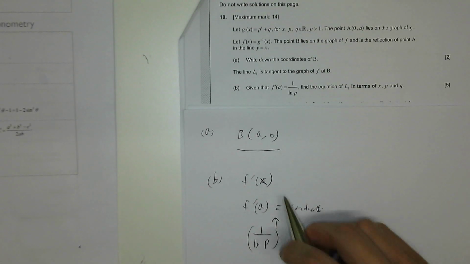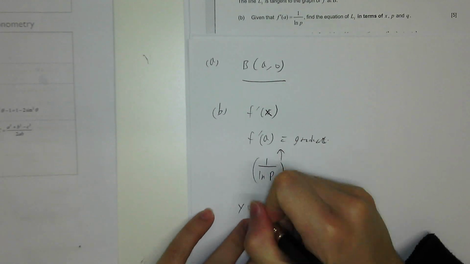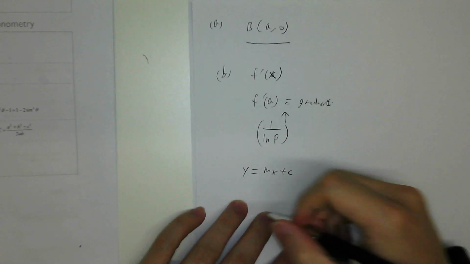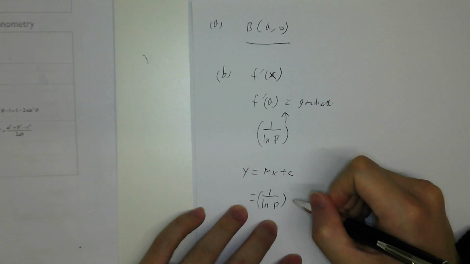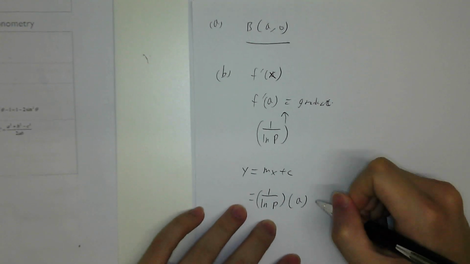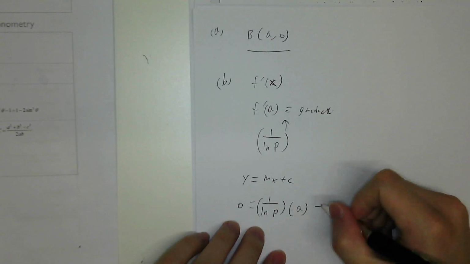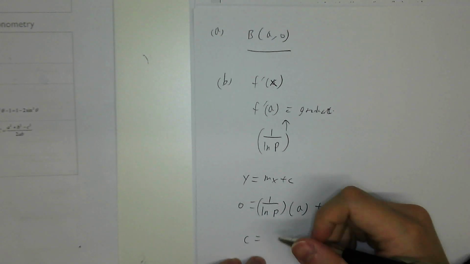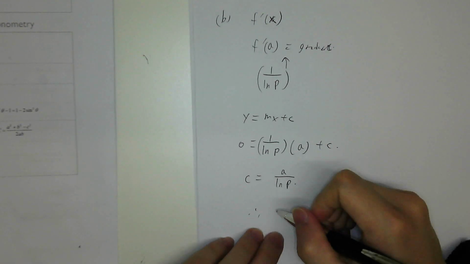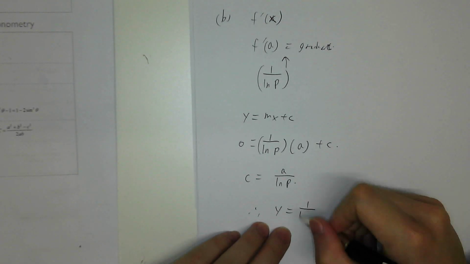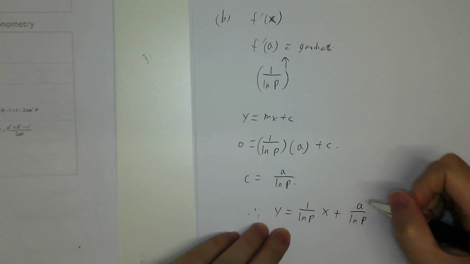So the gradient is given, and now we can write the equation y equals mx plus c. We just put it back. The slope is 1 over ln p, x minus a, and then y is 0. We sub the point (a, 0) into the equation for x and y to find c. So c equals a over ln p. So that means the equation is y equals mx plus a over ln p.